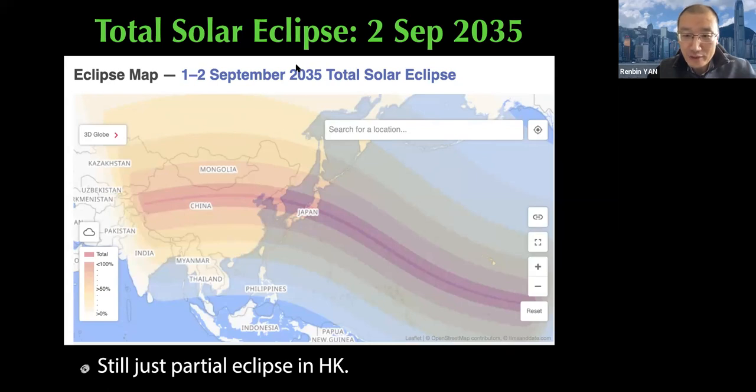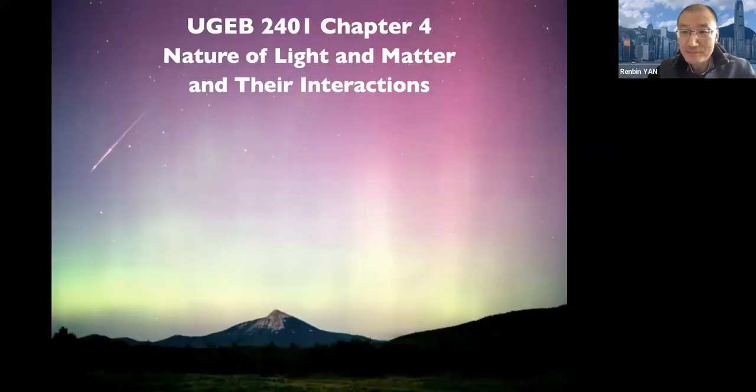For example, in 2024, there will be a total solar eclipse in North America. So you can go to North America in 2024 and see that as well. There are a lot of people in the world who are chasing total solar eclipse events around the world. So that is very interesting. Okay, so that's about eclipses.